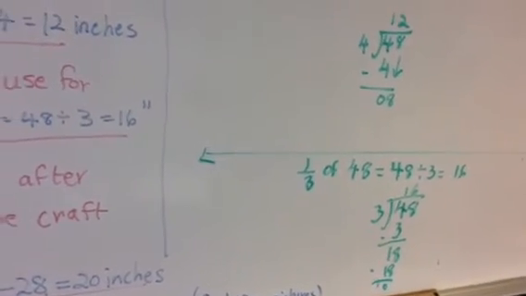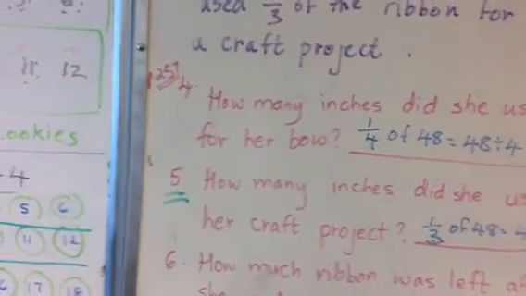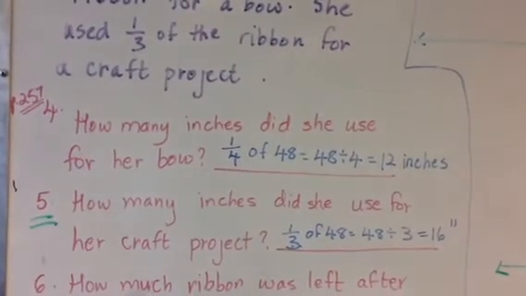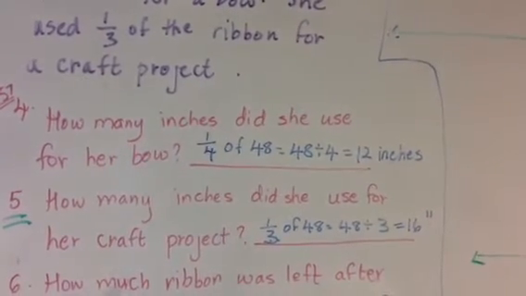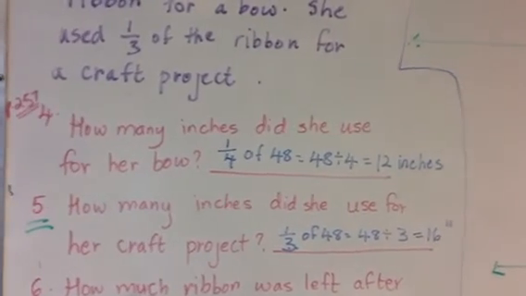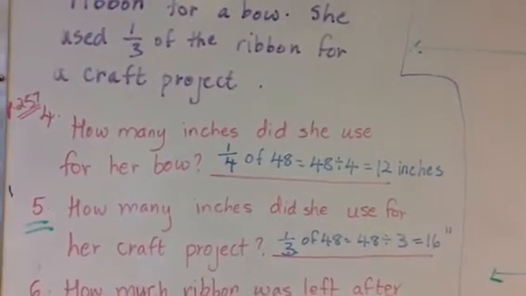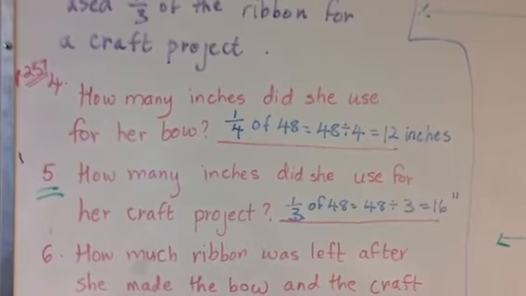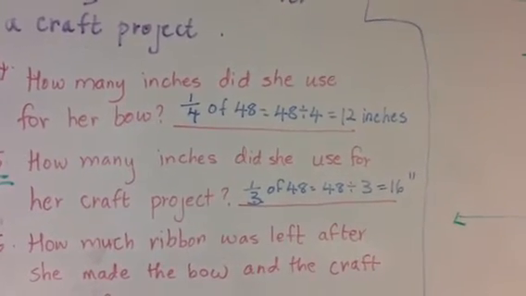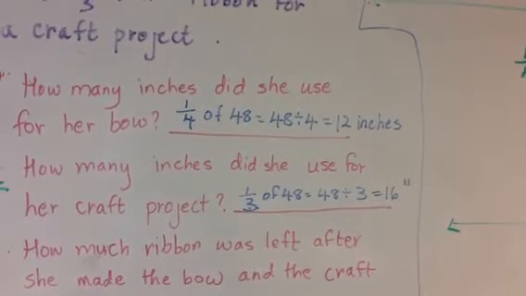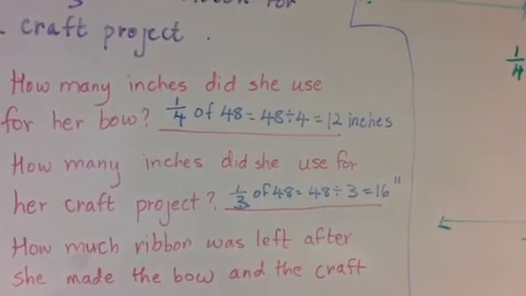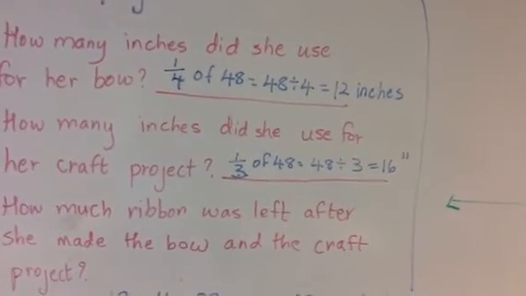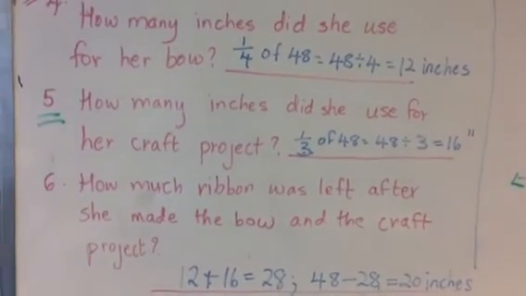Okay, let's go on to number 4 on page 257. Number 4, how many inches did she use for her bow? 1/4 of 48. 48 divided by 4 is 12 inches. That's what you will write in number 4, the whole big equation. Number 5, how many inches did she use for her craft project? 1/3 of 48, 48 divided by 3, is equal to 16 inches. You can write inches in words, or you can use a symbol. Two apostrophes or quotation marks or dashes on the top stand for inches.